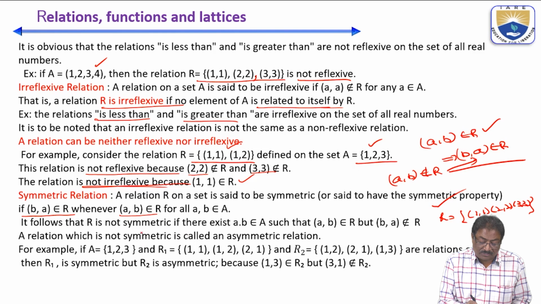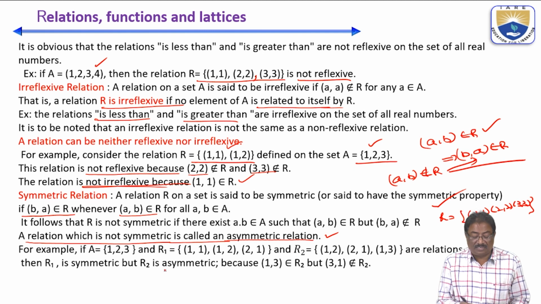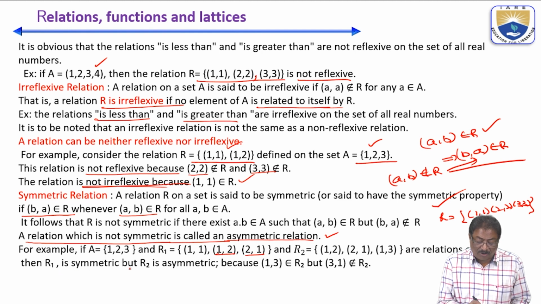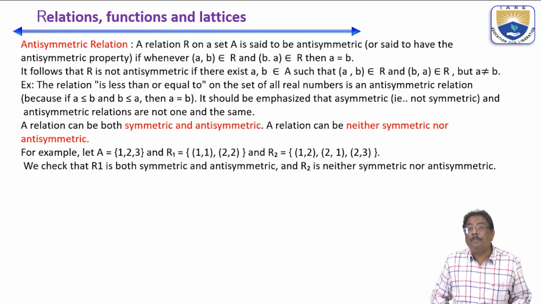A relation which is not symmetric is called an asymmetric relation. Suppose I am taking A = {1, 2, 3}, then here (1, 2) and (2, 1) are there. Look at R1: (1, 2) is there and (2, 1) is there, so it is a symmetric relation. Whereas in R2, (1, 2) is there, (2, 1) is there, but (1, 3) is there and there is no (3, 1). So R2 is not symmetric, then it is only asymmetric.